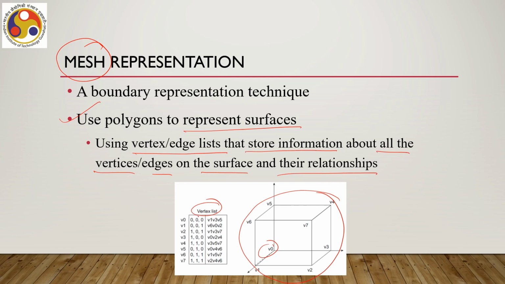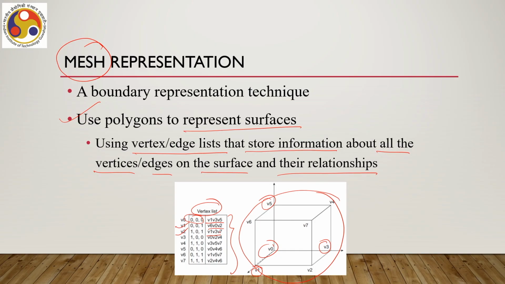Say V0 is the origin, then it says that it is connected to V1, V3 and V5. So, this entry indicates the coordinate of the vertex and which other vertices it is connected to. Similarly, V1, V2, all 8 vertices are mentioned in the list along with their connections to other vertices. From here we can reconstruct the cube if the information is captured in this way.